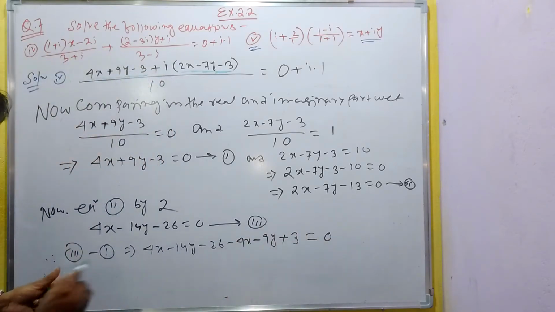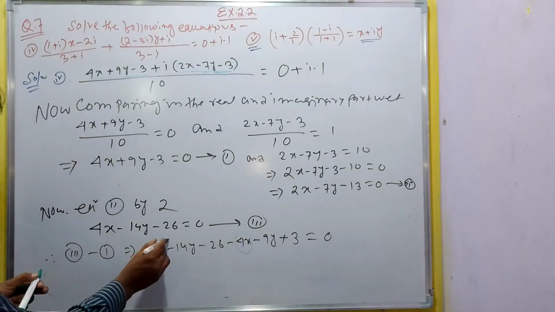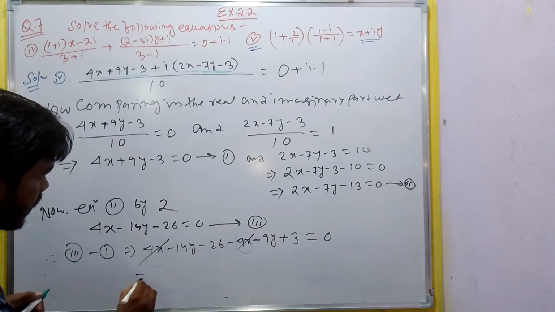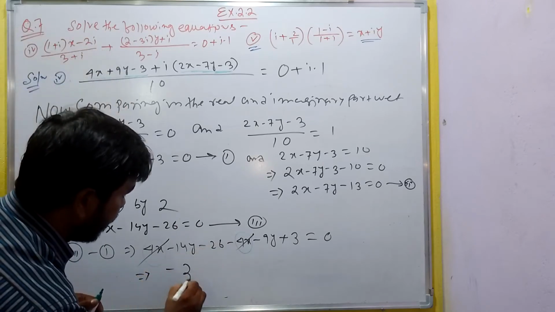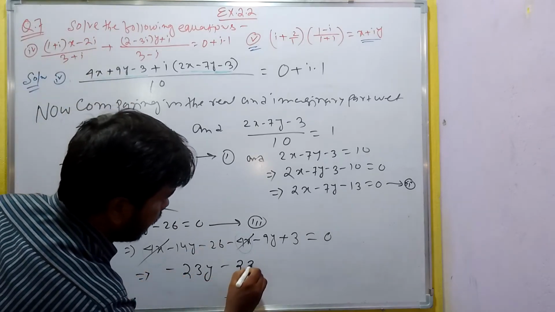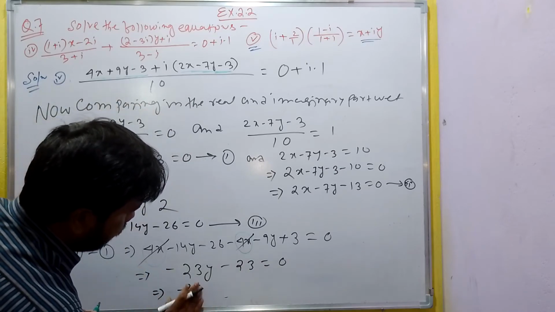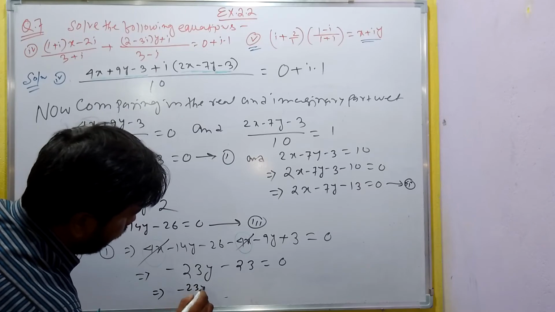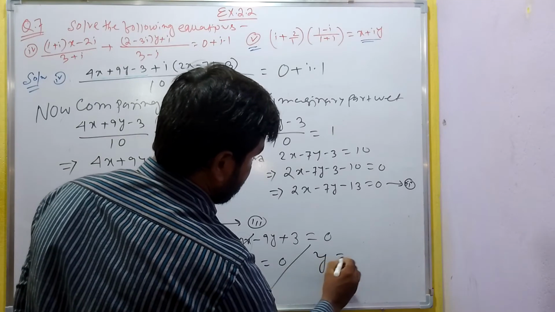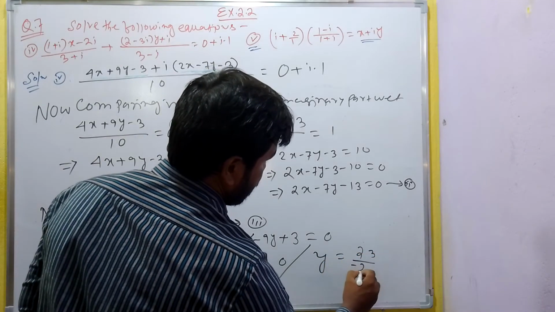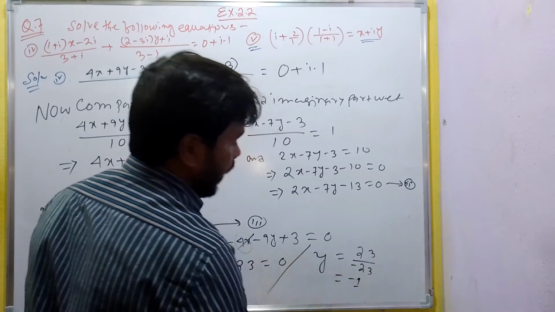Now this one plus 4x and this one minus 4x will be cut. Then how much you got? You can see -14y and -9y, then -23y - 23 = 0. So -23y = 23. Therefore y = 23/-23. Then you can see y = -1.